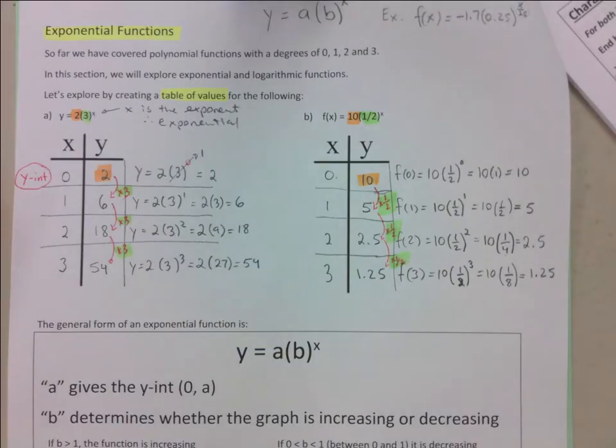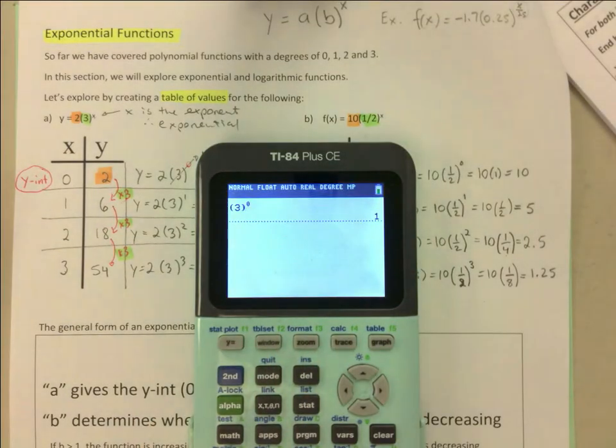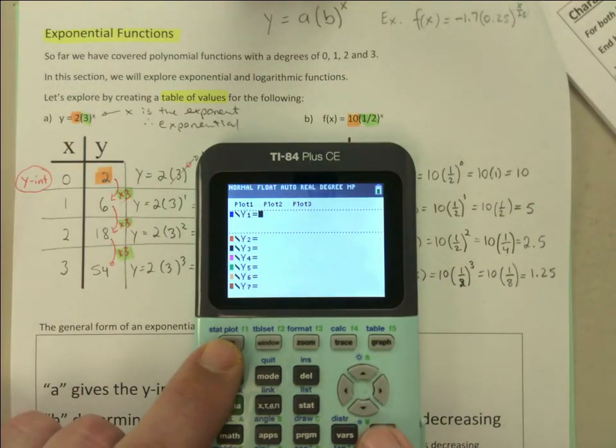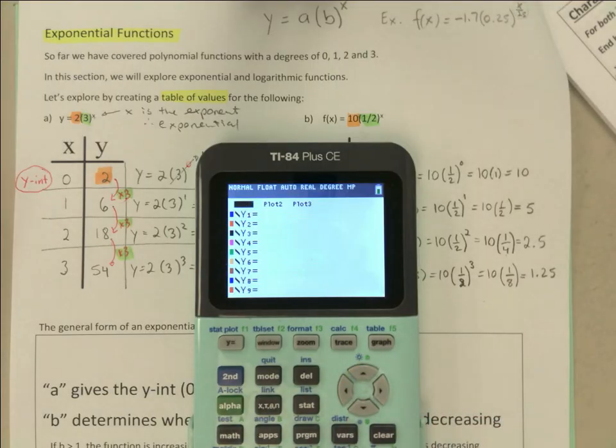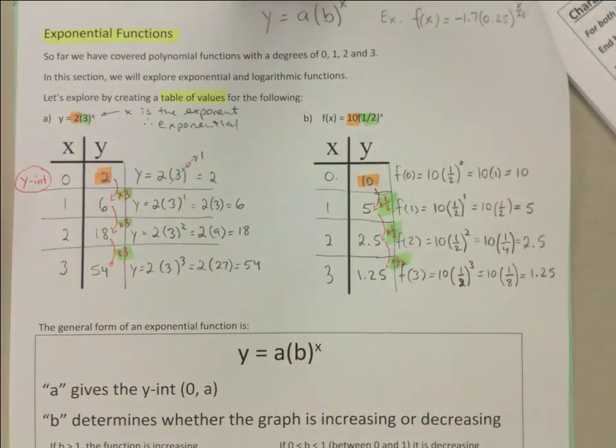Can I ask you to grab your calculator? Go to y equals. Turn off plot 1, right? We're entering an equation manually. Yes? That's correct. How did you arrive at that conclusion? It gets smaller and smaller and smaller.